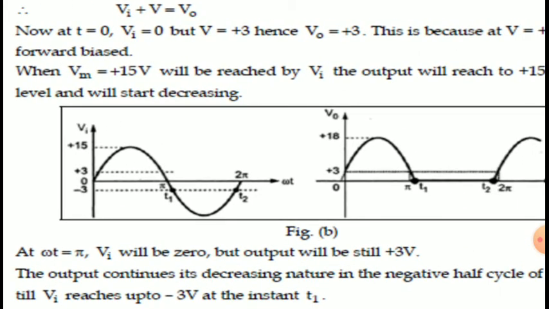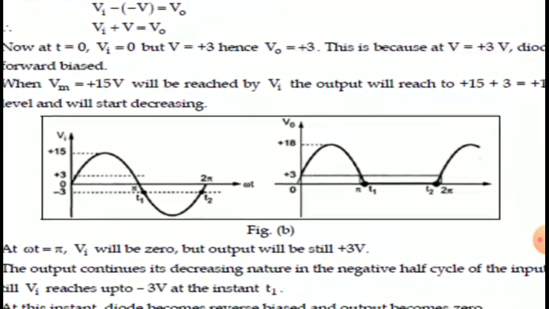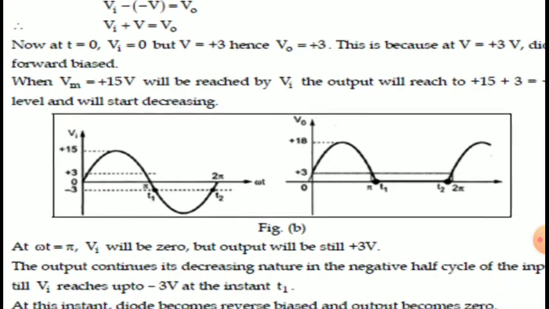And we can draw it directly. The negative portion is clipped off, and it is placed at minus 3 volts and the peak value is 15. But see here, the output is shifted. The output is shifted to plus 3, and the voltage Vmax is added to this value.